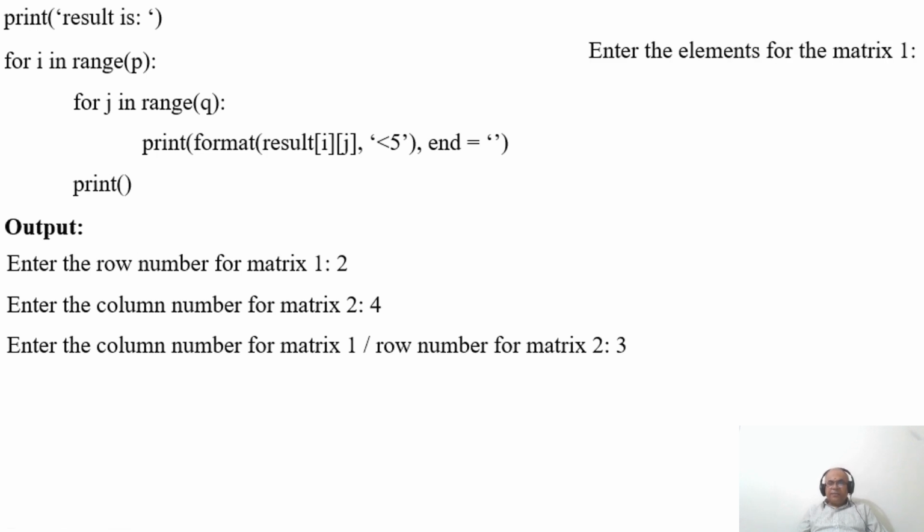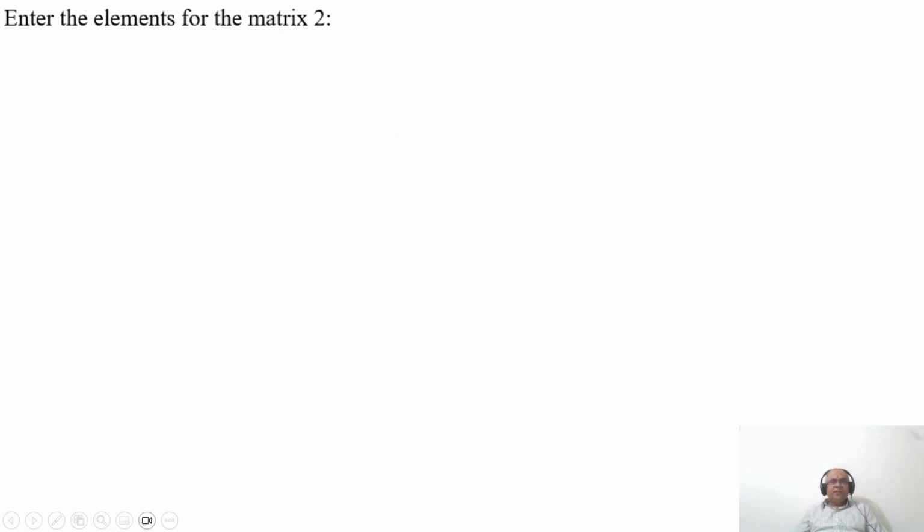Now enter the elements of the matrix 1. So 1, 2, 3, 4, 5, 6 because 2 by 3, 2 rows and 3 columns. So matrix 1 will have 2 rows, that is i is equal to 0 and i is equal to 1, j is equal to 0, 1, 2. So 1, 2, 3, 4, 5, 6.